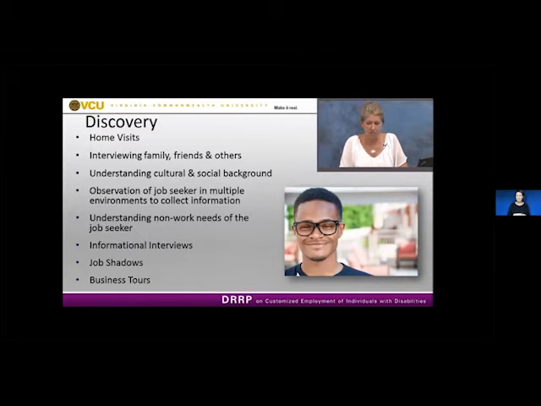Job shadows and business tours also help job seekers and employment specialists get a visualization of tasks that are being performed in that environment. And again, what the culture is like within a business.